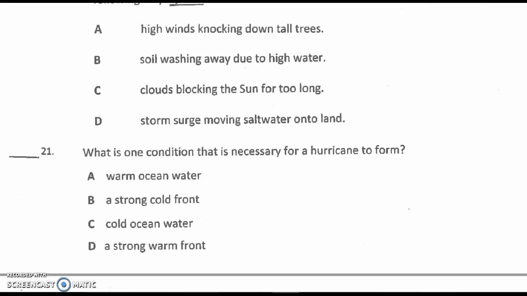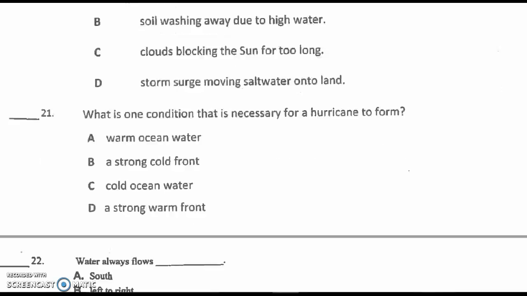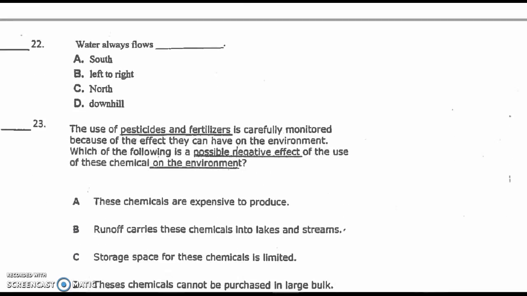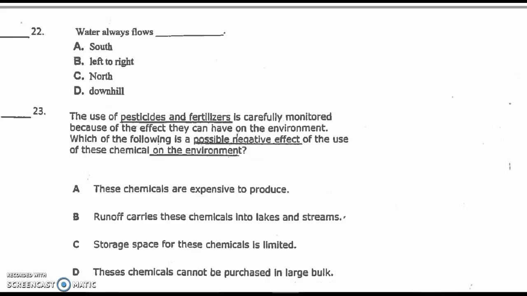Number 21. What is one condition that is necessary for a hurricane to form? A. Warm ocean water. B. A strong cold front. C. Cold ocean water. D. A strong warm front. Number 22. Water always flows: A. South. B. Left to right. C. North. D. Downhill.